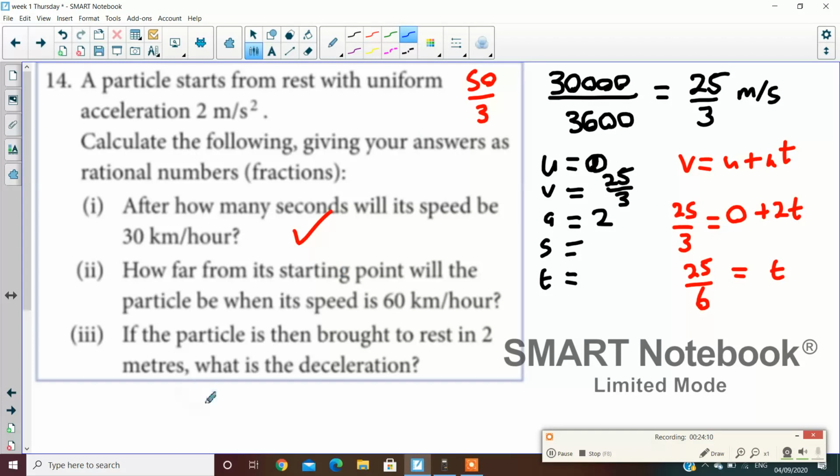So we're going to start again with the UVAST. Oh, sorry, and we need 60. So the v value has changed to 60. So u is 0, v is 60, a is 2, and we're trying to find out what s is. So my suggestion would be v squared equals u squared plus 2as.